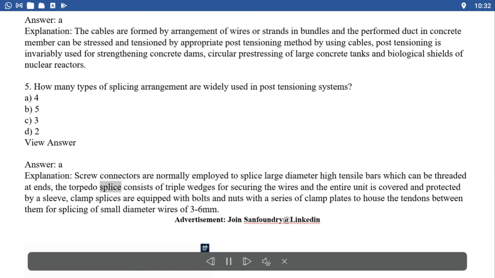Screw connectors are normally employed to splice large diameter high tensile bars, which can be threaded at ends. The torpedo splice consists of triple wedges for securing the wires, and the entire unit is covered and protected by a sleeve. Clamp splices are equipped with bolts and nuts with a series of clamp plates to house the tendons between them for splicing of small diameter wires of 3 to 6 mm.